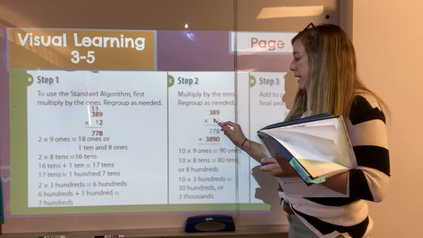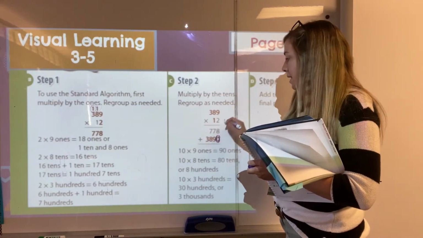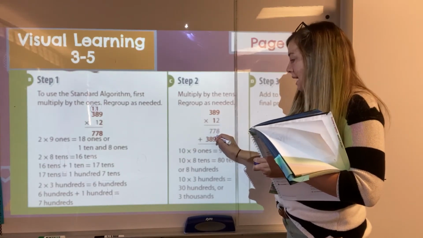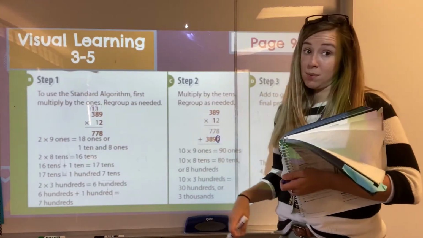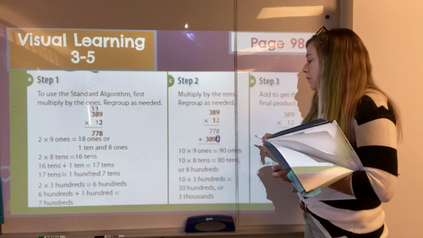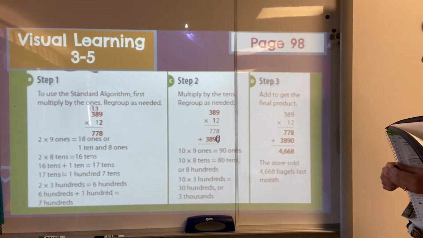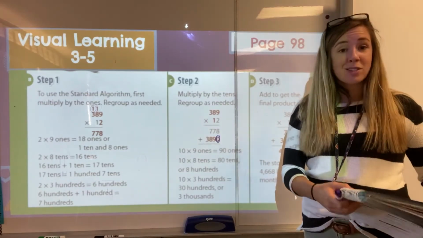Now they're going to multiply their 1 times 9, which is why we put that 0 here, because really this is a 10. So 1 times 9 is 9, and then we can just fill in. 1 times 8 is 8, 1 times 3 is 3. It's always nice when you got a 1 down there. Okay, and then they're going to add them together and get the 4,668 bagels, not donuts. I guess Miss Collins just has donuts on the brain.